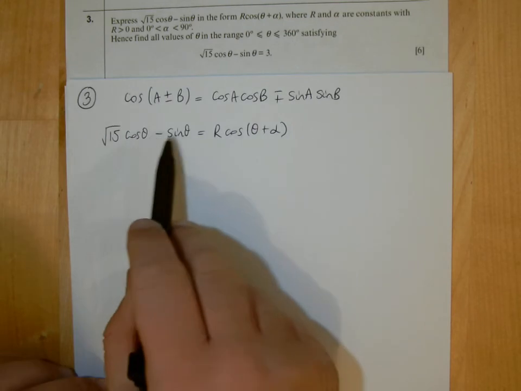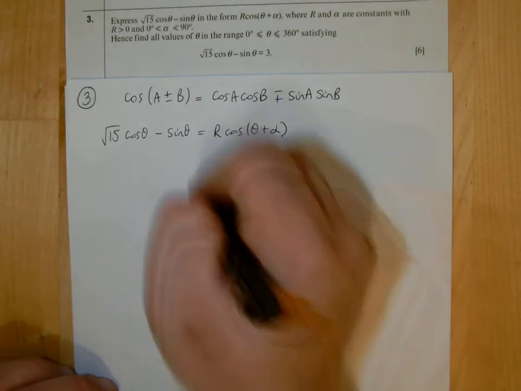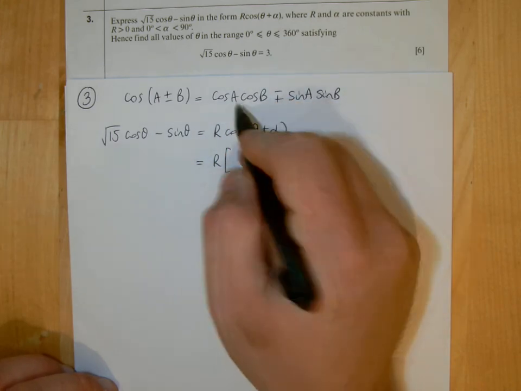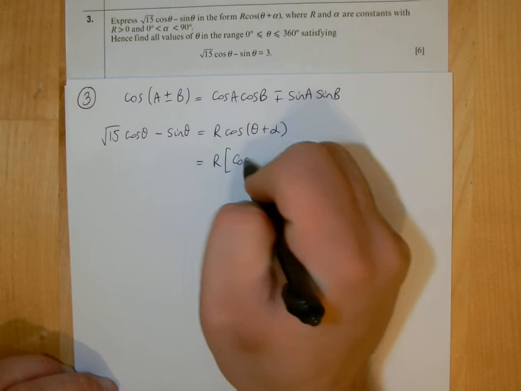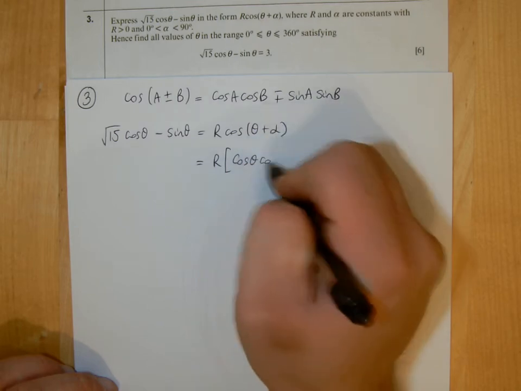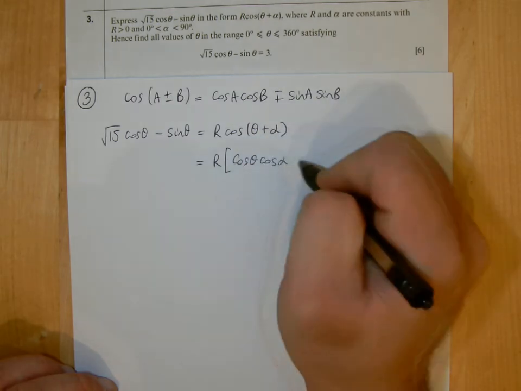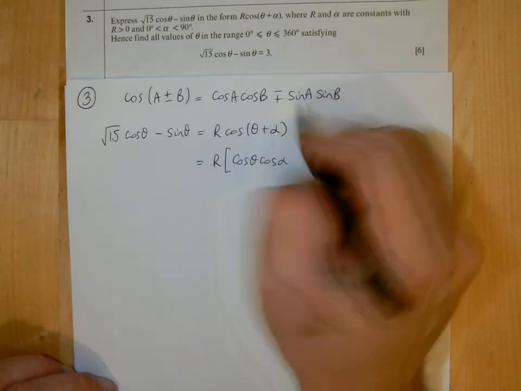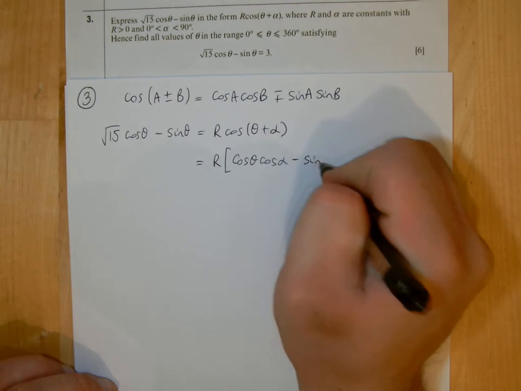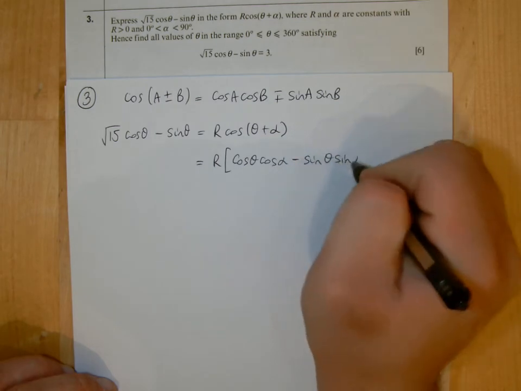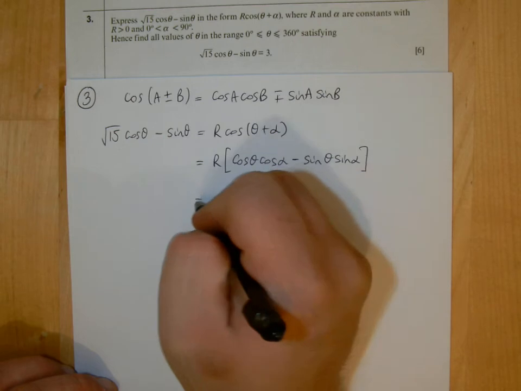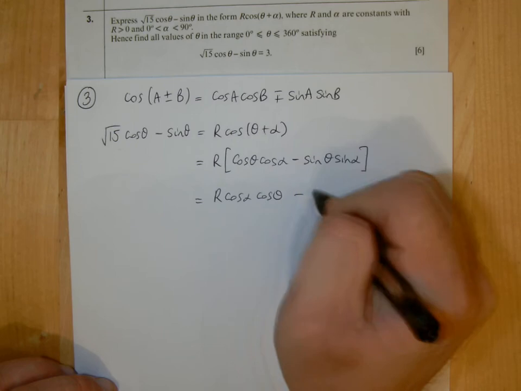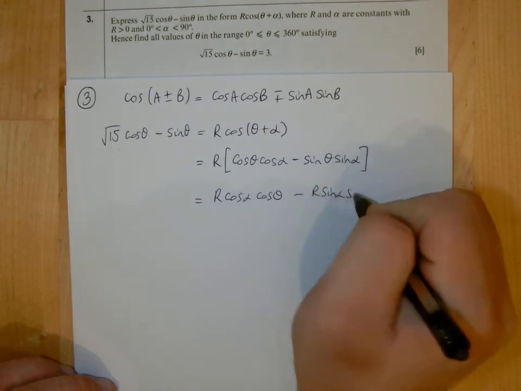Okay, we've got to express this here in the form r cos(theta plus alpha). So from the formula booklet, A becomes theta, and B becomes alpha, and because it's plus, the plus option is the top option, so the top option there is minus, sine theta sine alpha. Okay, so then we expand it to get r cos alpha cos theta minus r sine alpha sine theta.